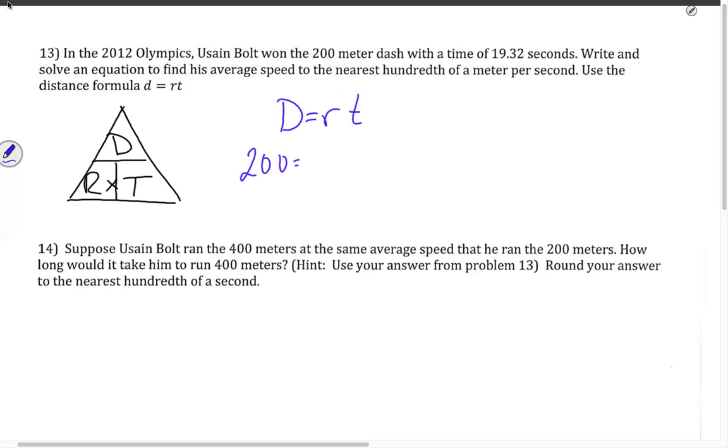Ellie, do we know his rate? Hold on, I gotta read it. No, but we know his time, right? What was his time? 19.32 seconds. Very good. Now, using my pyramid, I just have to do 200 divided by the time.